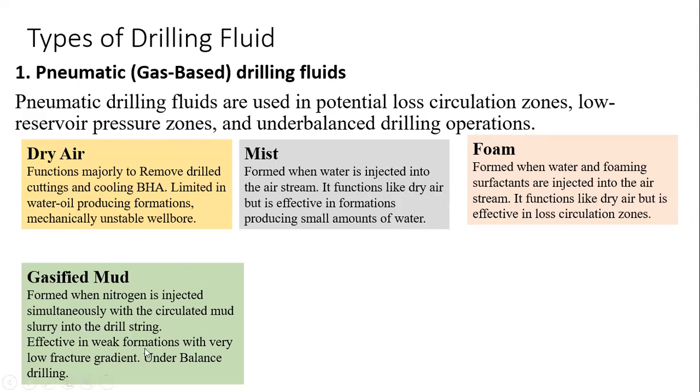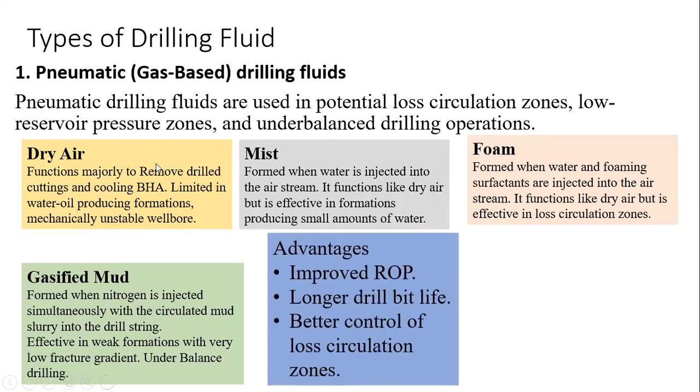And this type of mud is effective in weak formations, which have a low fracture gradient. When we say the formation has a low fracture gradient, that means it easily fractures or breaks. So when you apply so much force, the rock zone can break up easily. That makes it a low fracture zone. In this case, you will not need a fluid with high pressure, and that's when we use a gasified mud.